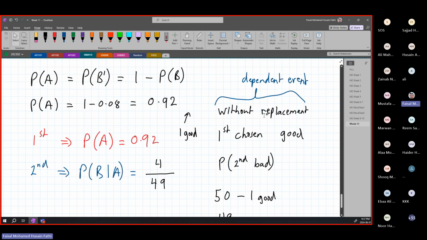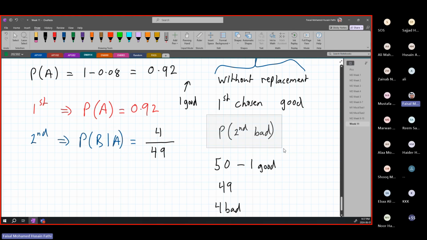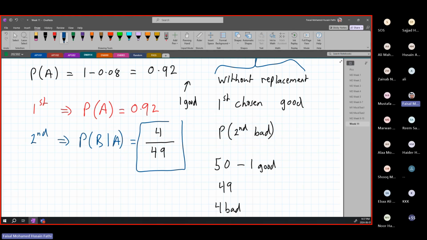Remember, the question didn't specify that they want the probability of getting the first good component and the second. No, they mentioned that the first one has already been chosen as good. They want to find out the probability that the second will be bad. So this will be your final answer, which is 4 divided by 49.